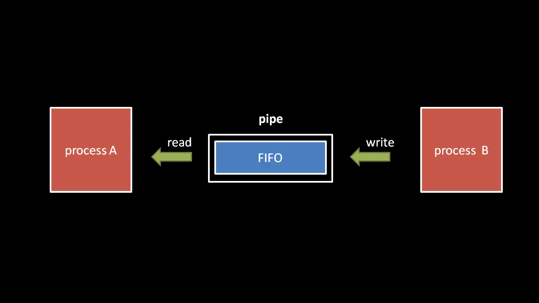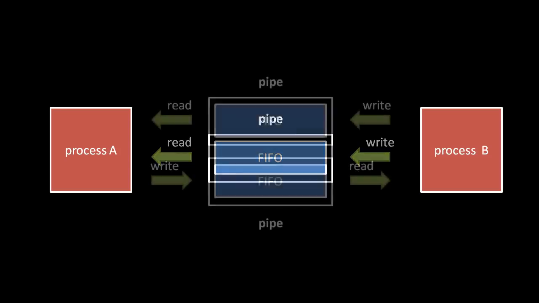Generally, it makes most sense to treat a pipe as unidirectional, so one process writes and the other one reads. If you want to send data in the other direction, you should use a separate pipe.